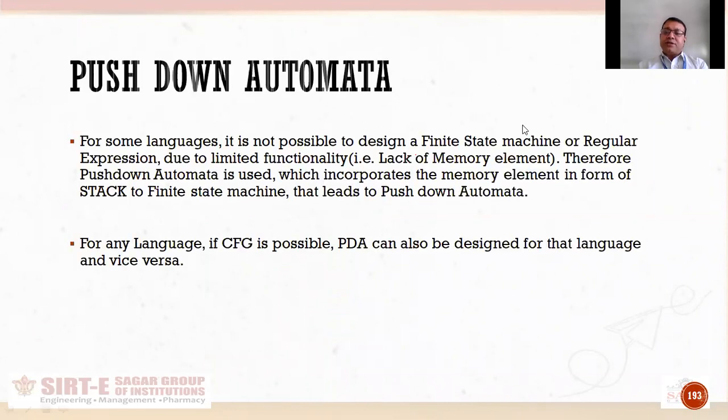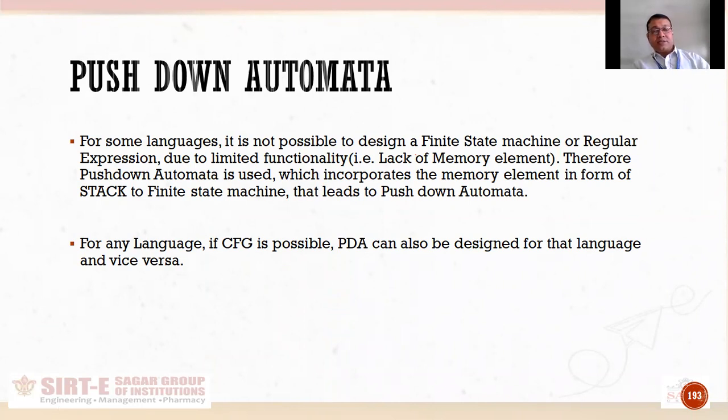PDA is actually, you can say, where finite state machine fails to recognize the languages due to the lack of a memory element, there the pushdown automata came into existence. And there was no big difference between finite state machine and pushdown automata. Just a stack was added to memorize the past string, so that the future string can be taken accordingly.